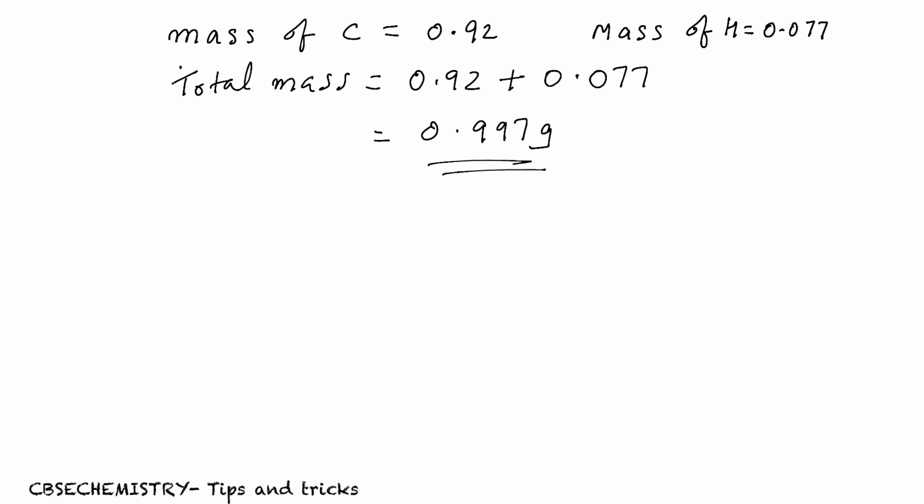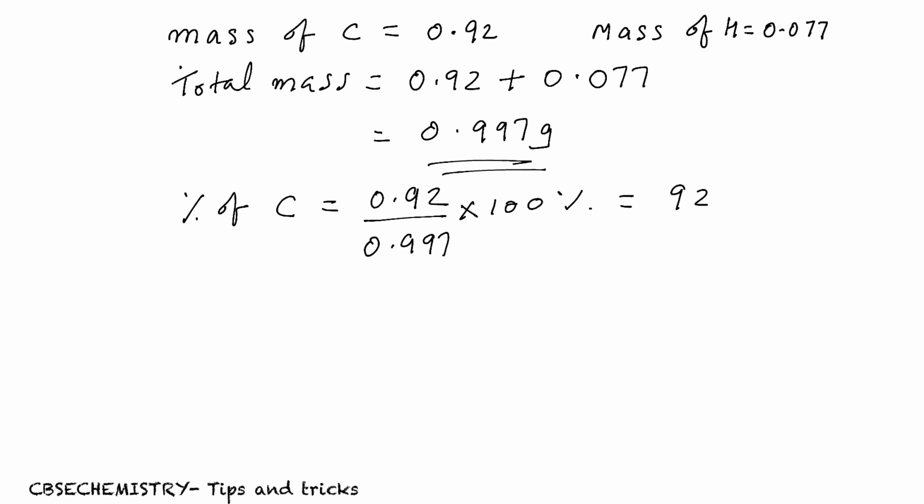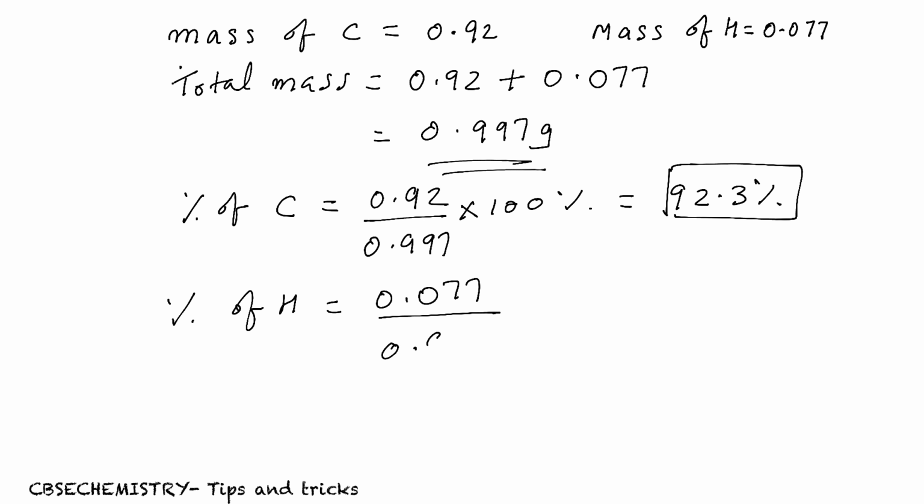For finding the empirical formula, we need the percentage of each atom, right? So percentage of carbon is equal to mass of carbon by total mass of the welding gas into 100%. On calculating, you will get 92.3%. And percentage of hydrogen will be what? You can either subtract this number from 100, or you can calculate it directly. 0.077 by 0.997 into 100, and you will get 7.7 percent. So we got the percentage of each atom.